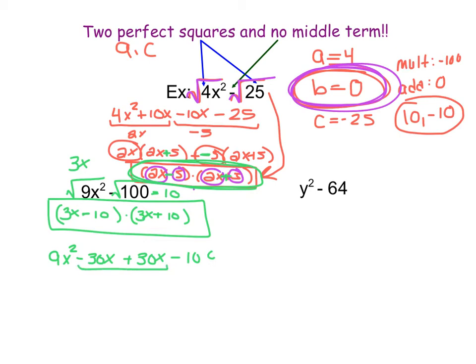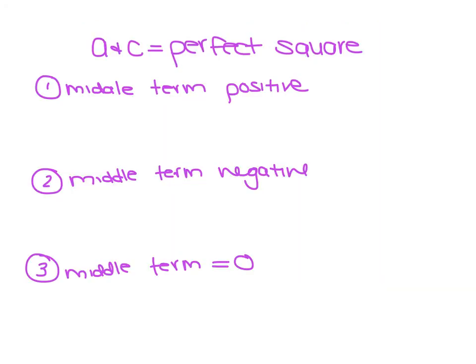These cancel out, and you're left with just 9x squared minus 100. So if you're ever unsure if you did it correctly, remultiply it out and test it. So to quickly summarize what we've seen so far, if we have an a and a c value that are perfect squares, we can use the trick that we covered on the past 3 slides.